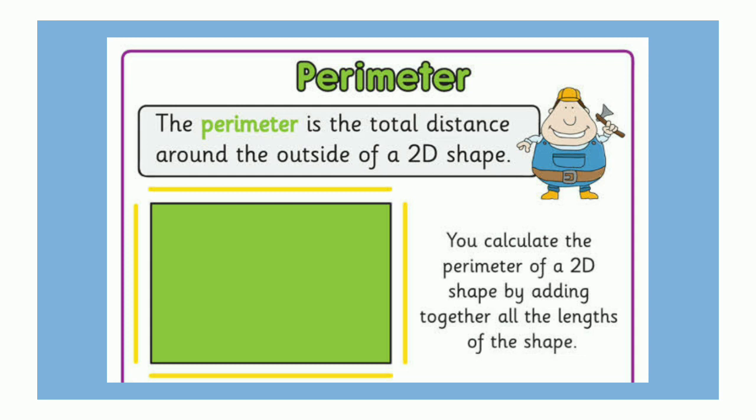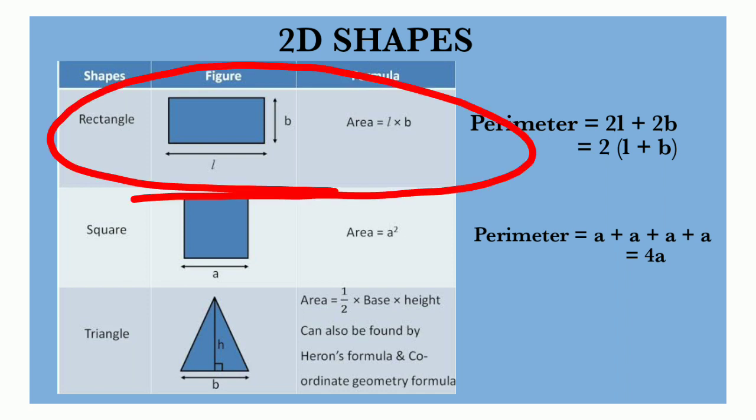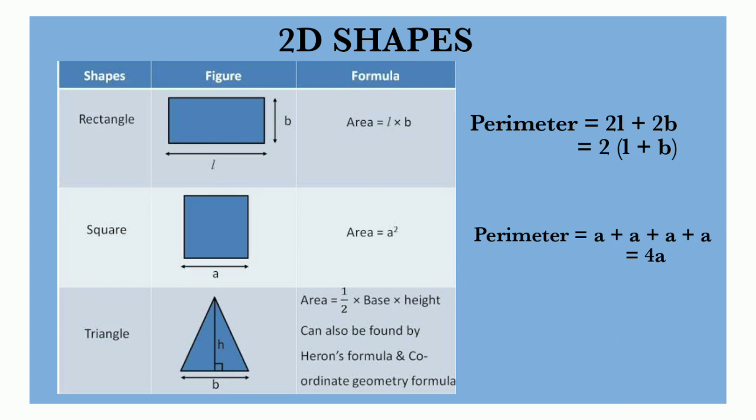Okay. Now let us discuss the formulas of 2D shapes. First one, rectangle. Already you know what is a rectangle. You have four sides and four angles. Here four angles are equal, 90 degrees. Opposite sides are equal. And here length and breadth. The largest side is length and the smallest side is breadth.